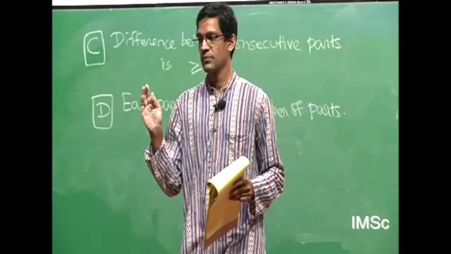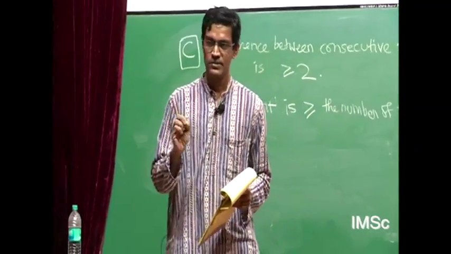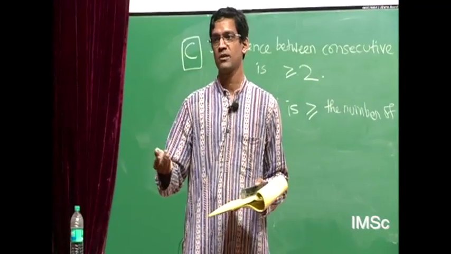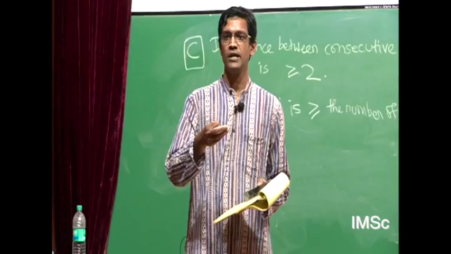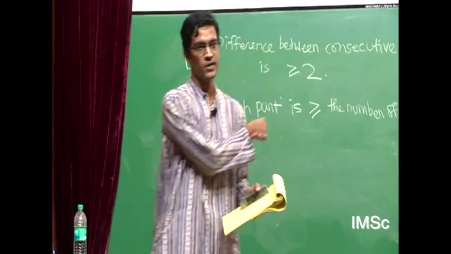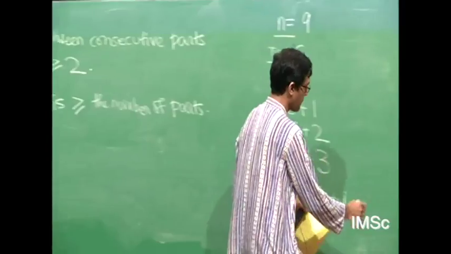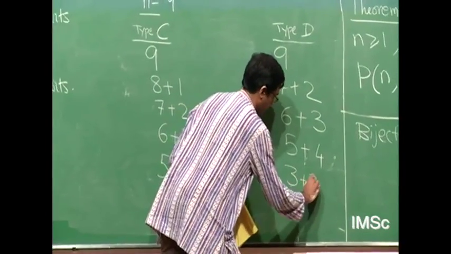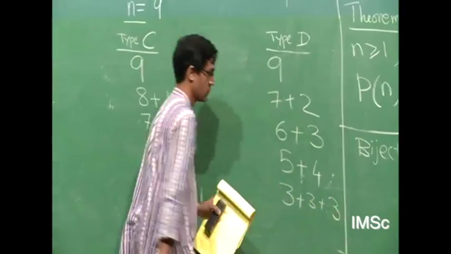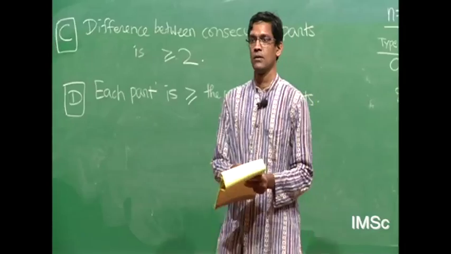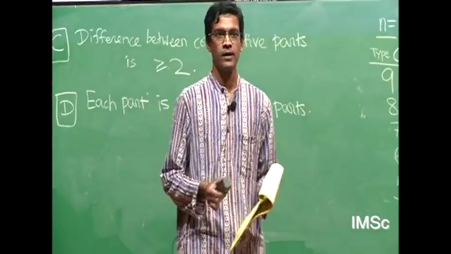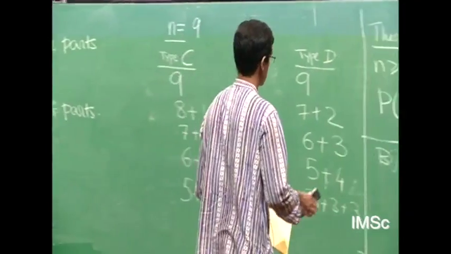3 parts. If I have 3 parts, 3 plus 3 plus 3 is the only option, because if I have 3 parts, each of them must be at least 3. That's my condition, right? Each part is at least equal to the number of parts. So there's only one, 3 plus 3 plus 3, and there are no other choices. That's the full list. Okay, so what do you think is the theorem?